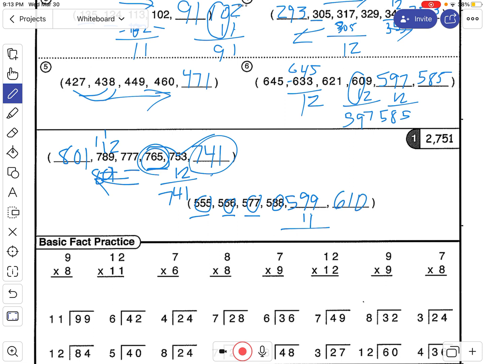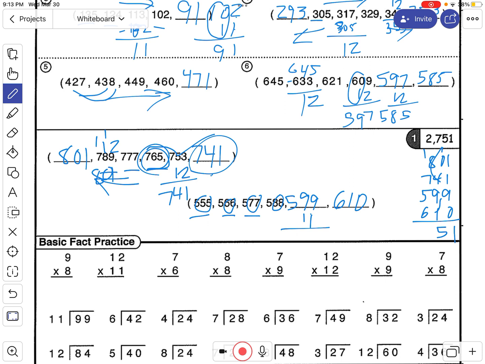And let's add these together. We got 801, 741, 599, and 610. Woo, that's a lot of numbers to add together. 9, 1, and 1 makes 11. Regroup with the 1. I've got 9 and 1 down here. That's 10. And then 5 up there. That's 15. Regroup with that one.